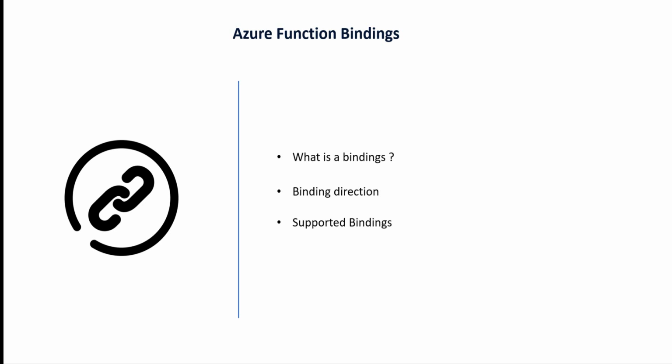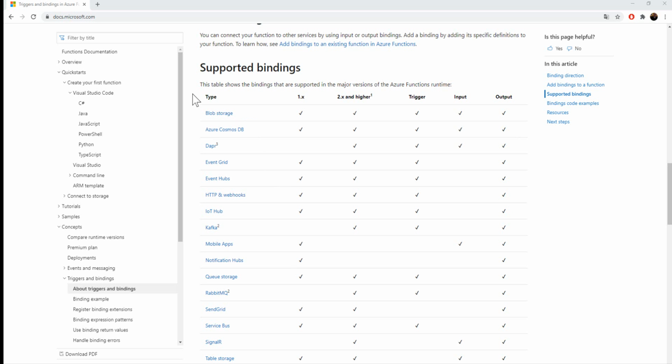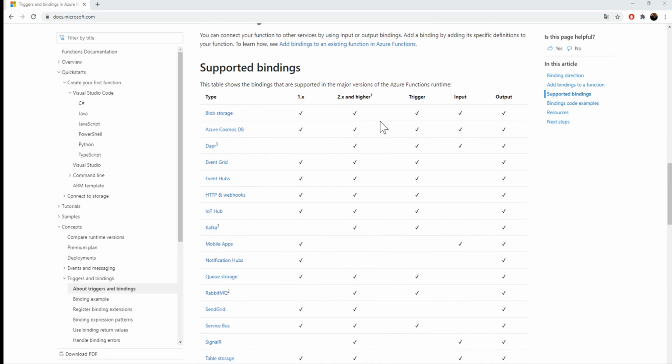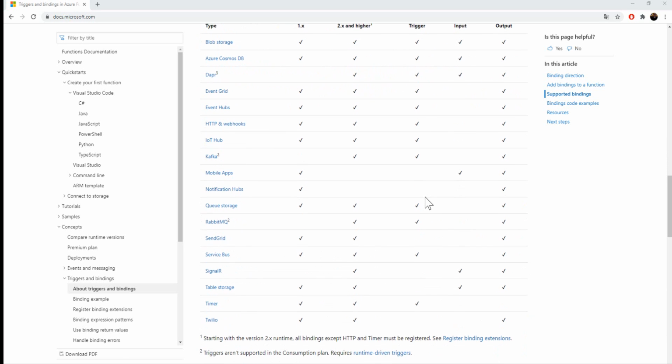And how about the supported bindings? We find here all the types: Blob storage, Azure Cosmos DB, event grid, event hub, and so on. And you find here the details of which are triggers and which support input and output. Before you use services, take a look at this table to get more idea about the connectors supported, for input and output, and whether they are supported by a trigger.